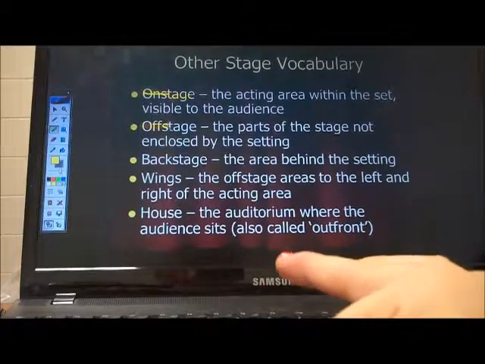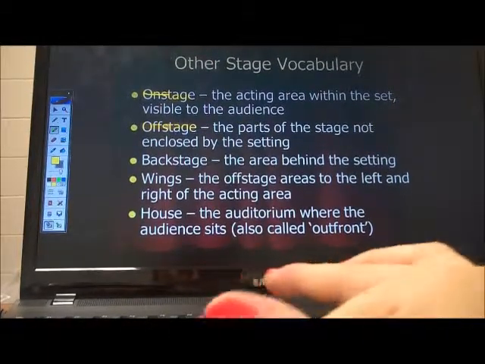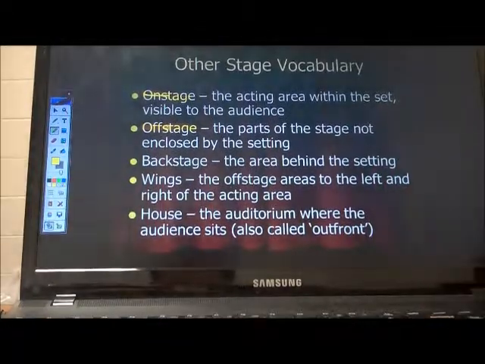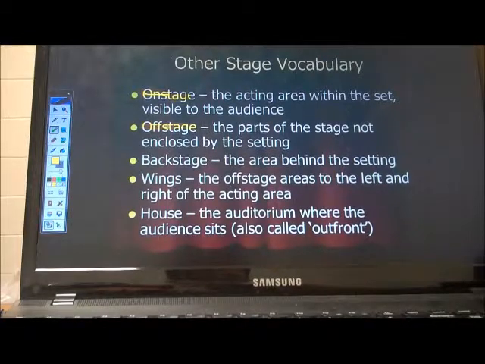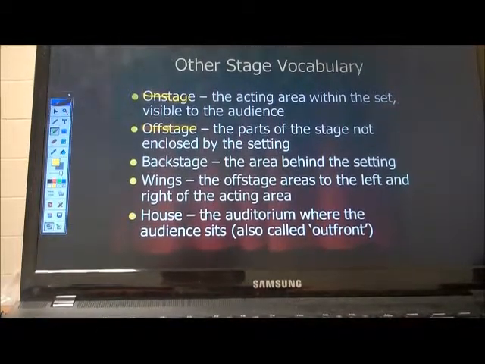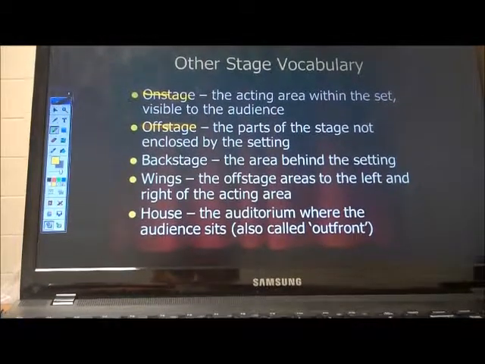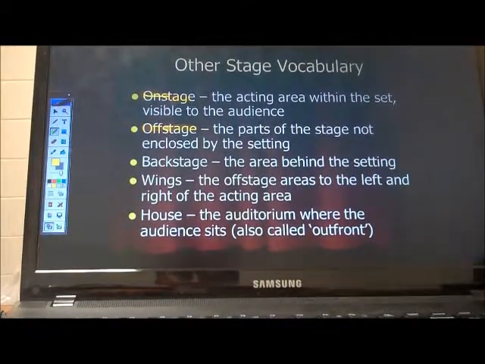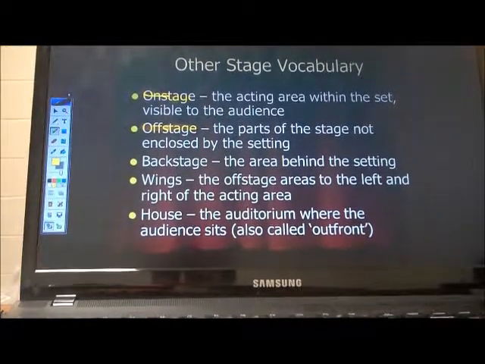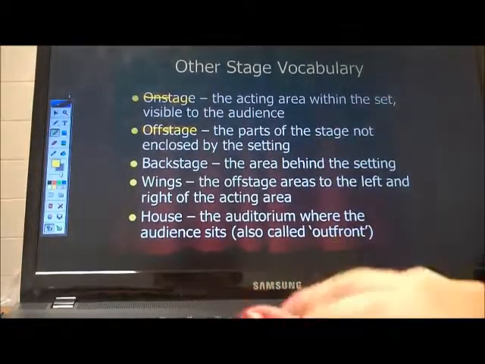So, off stage: the parts of the stage not enclosed by the setting. Sometimes I have built a backdrop for a set, and it's all enclosed in, and all of the set pieces and the acting takes place in front of that backdrop. Well, what about behind that backdrop? It's still considered on the stage, but the audience can't see behind there. So that would actually be considered off stage. An actor might wait in that area before they go on, even though technically they would be on the stage. They're not visible to the audience, so they'd be able to wait behind there and not be seen by anyone.